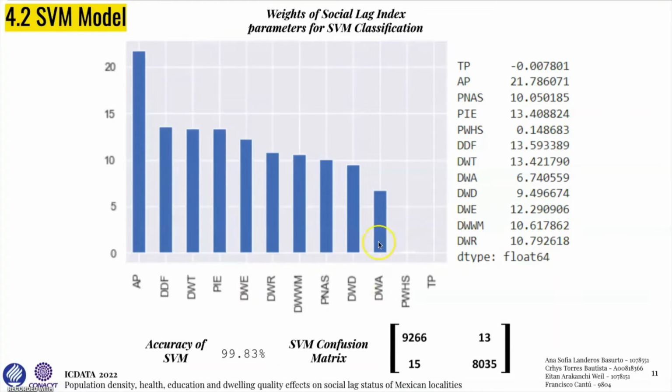If we look at the graph, TP and PWHS are the only two parameters that have a drastically low weight coefficient, almost zero. Obtaining a low or zero weight does not exactly mean that the parameter itself does not contribute to the definition of the lag status index. But it tells us that for this linear model of SVM, the classifier obtains a good prediction without these parameters by using other features.